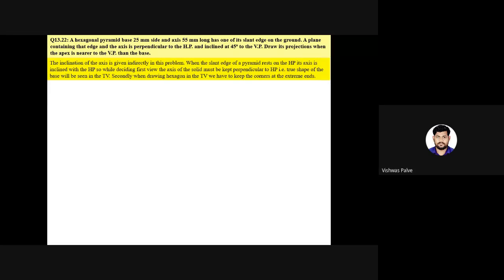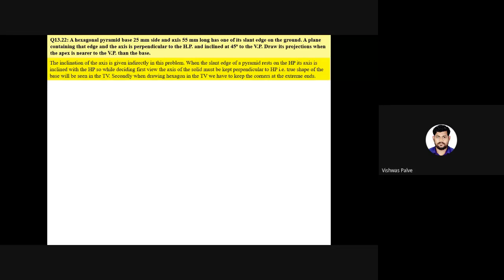Now, whenever it is a pyramid, it will have slant edges, and a triangular face. It is resting on the ground on one of its edges. The plane containing that edge and the axis is perpendicular to HP and inclined at 45 degrees to VP. So whichever plane contains the edge and the axis is making an angle of 45 degrees with VP. That is the third stage condition given.